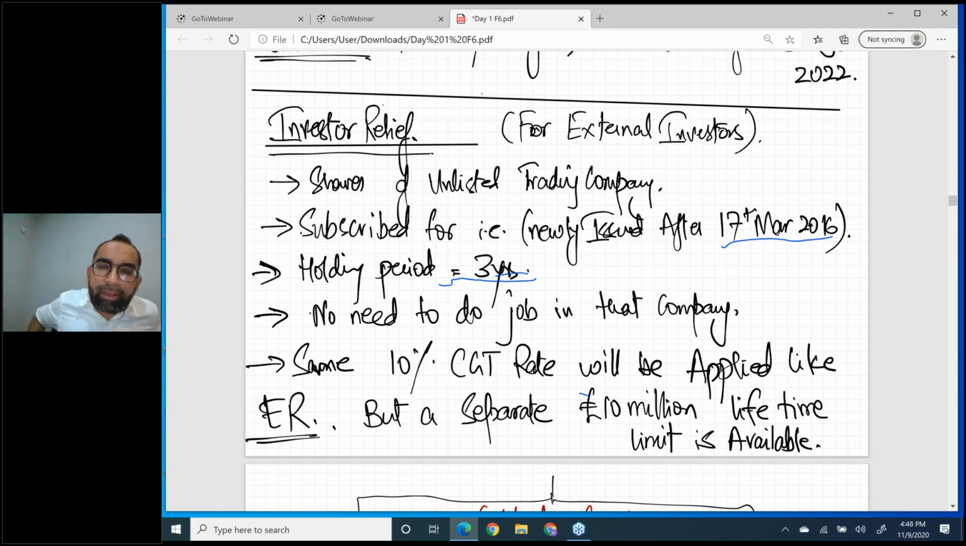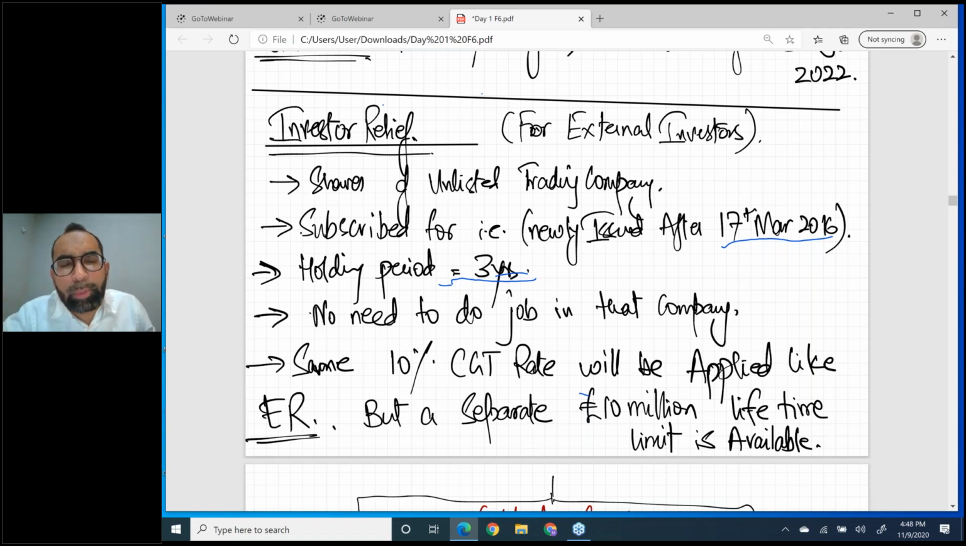Sir, what if we meet all these conditions? How are we going to calculate the tax on this investor relief? Same flat 10% rate, same flat 10% rate, like qualifying gains.